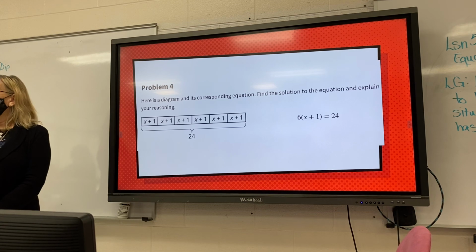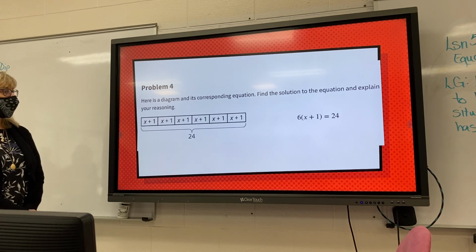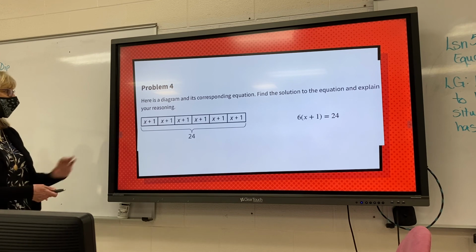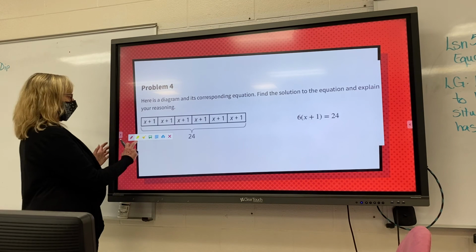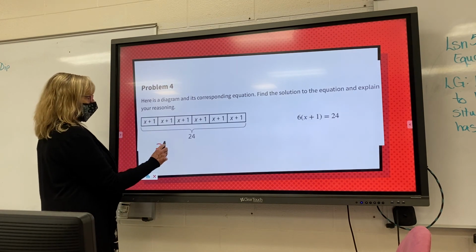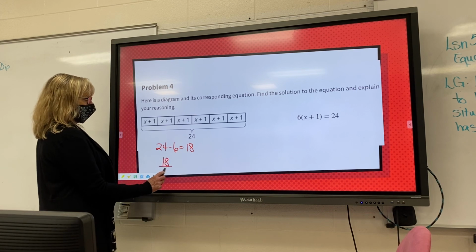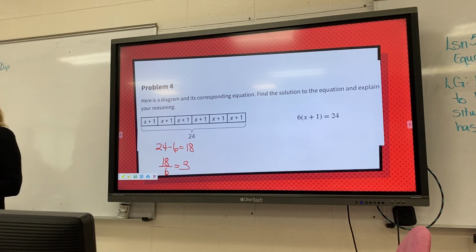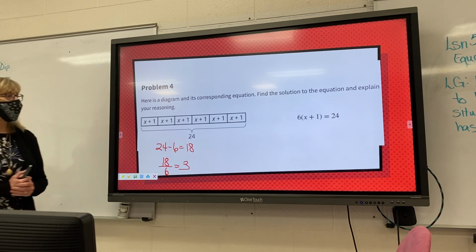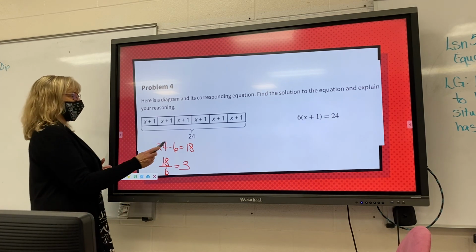Who would like to share their reasoning? Jahan. I added all of them together, and I subtracted 6. And then there was 18 left, so I divided the 18 by 6, and I got 3. Okay, awesome. Anybody else do it different and would like to share their reasoning? Haley. I divided 24 by 6.